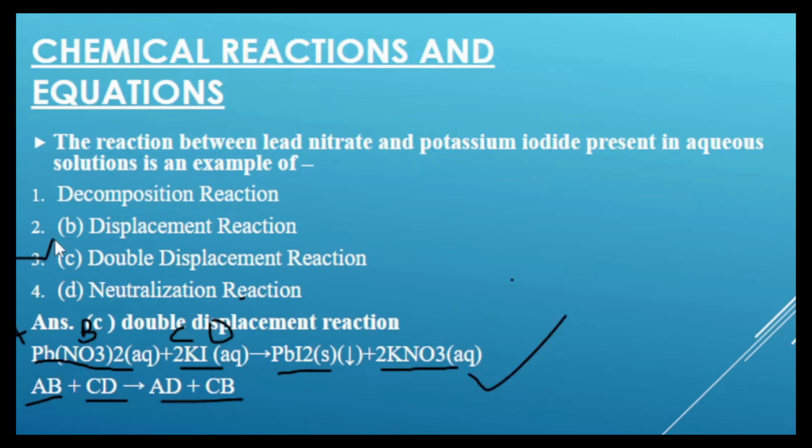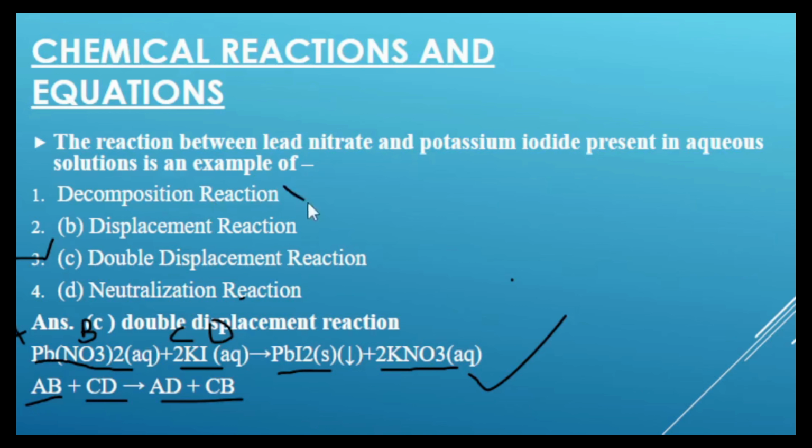So in a double displacement reaction, the ions interchange their species and form new compounds. So this is actually what is happening in the above reaction. So what type of reaction will it be called? Double displacement reaction. Now let's talk about decomposition reaction.